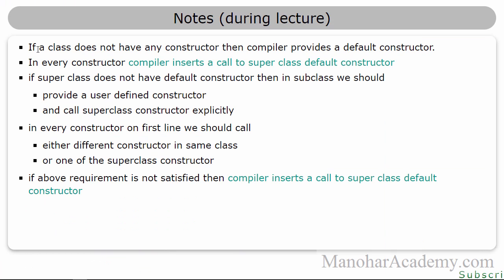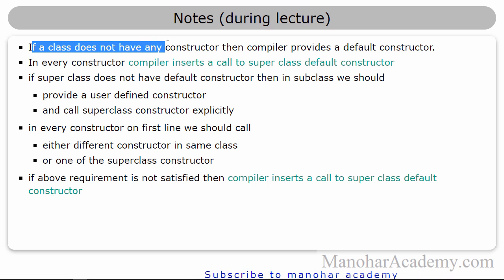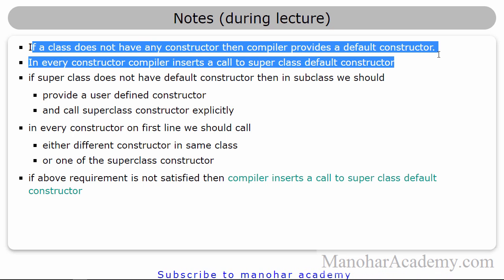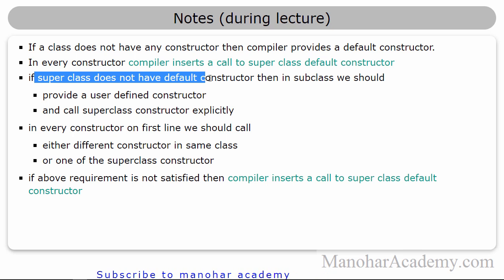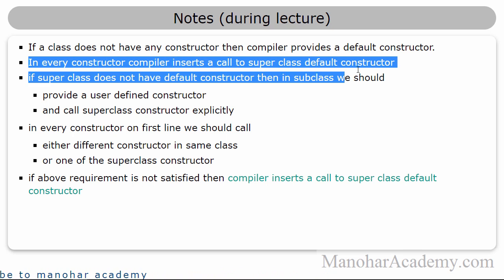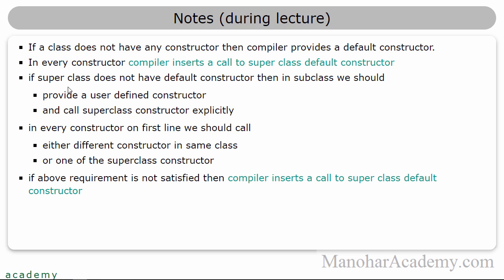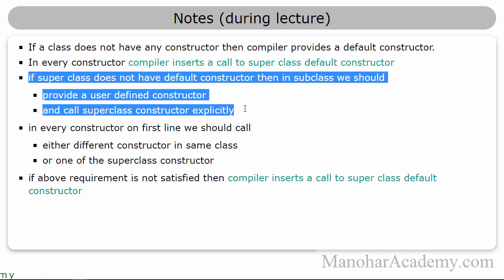Okay, these are the notes. Let me go through them once again. In a class, if a class doesn't have any constructor, then the compiler provides a default constructor. If a superclass doesn't have a default constructor, then in the subclass, we should provide the constructor and also call the proper superclass constructor explicitly.